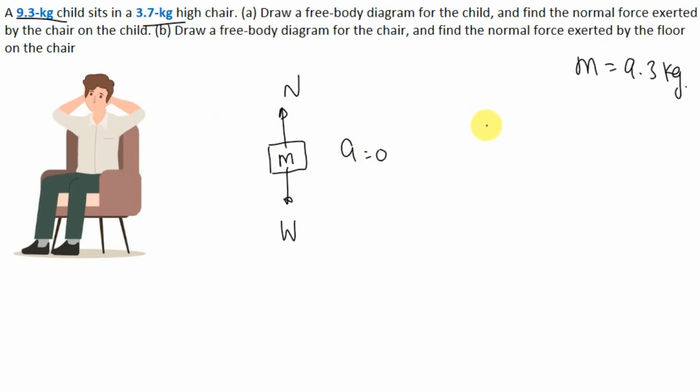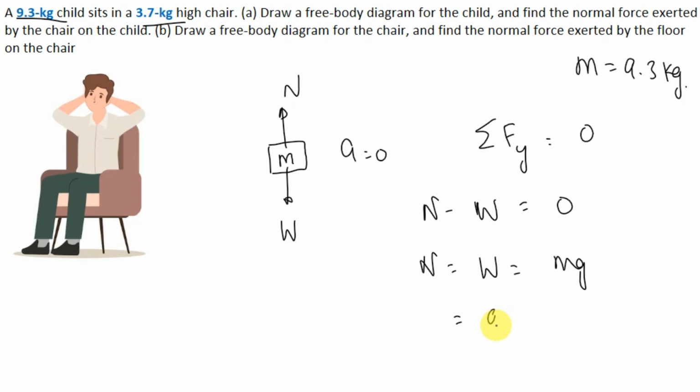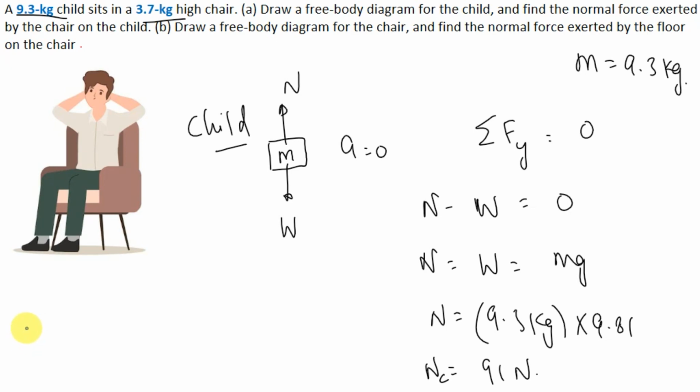Now by using Newton's second law of motion, we can write that the net force in the y direction is equal to 0. Net force we have N minus W, which is equal to 0, and from here this N would be equal to the weight force of the child, which is equal to mg. Mass of the child is 9.3 kg, and the value of g we have 9.81, and from here the normal force N comes out to be 91 Newton, and this is the answer for part A.